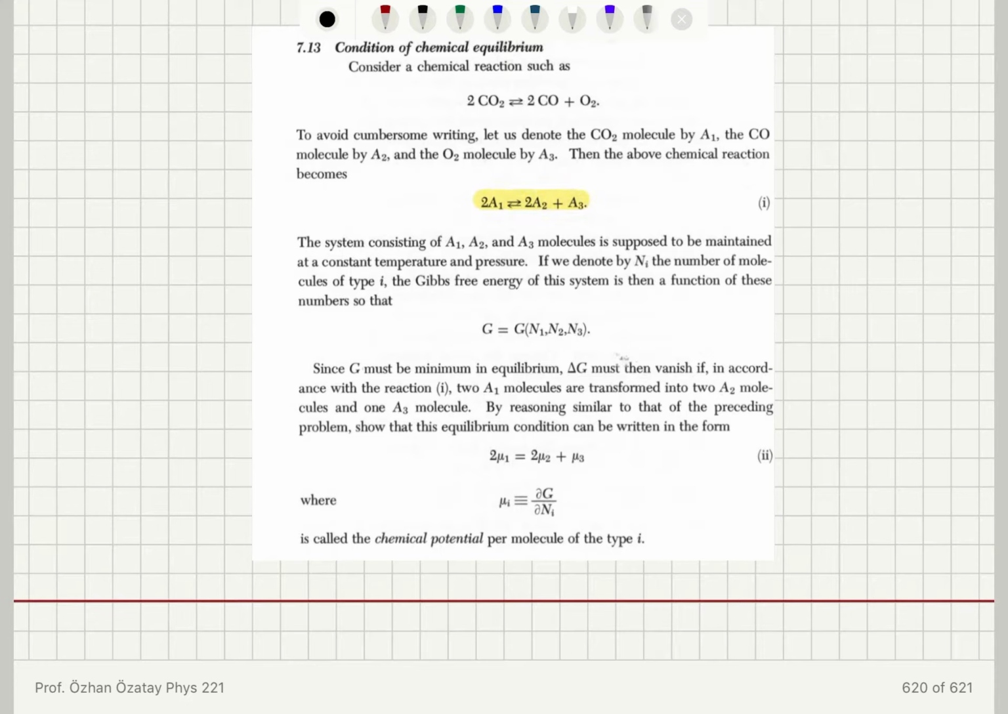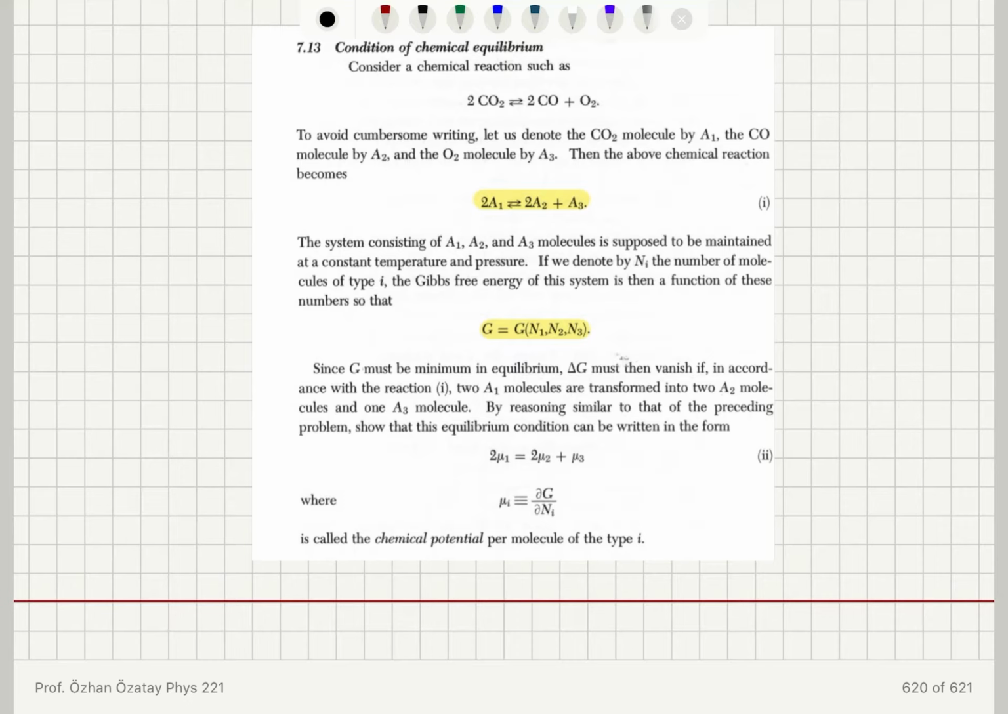The system consisting of A1, A2, and A3 molecules is supposed to be maintained at a constant temperature and pressure. If we denote by N sub I the number of molecules of type I, the Gibbs free energy of this system is then a function of these numbers, so that G is a function of N1, N2, N3. Since G must be a minimum in equilibrium, delta G must then vanish if, in accordance with the reaction, 2 A1 molecules are transformed into 2 A2 molecules and 1 A3 molecule.